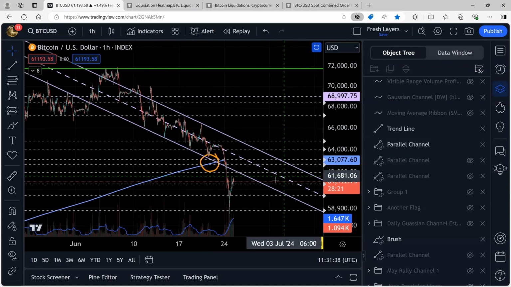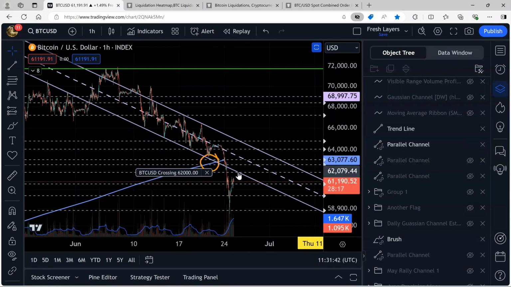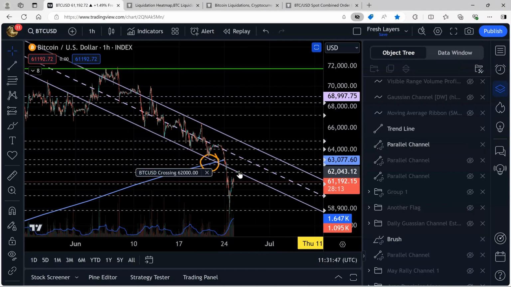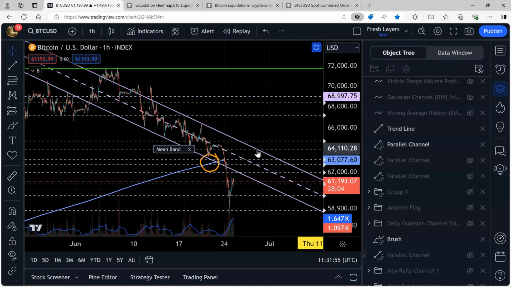And then you do have a lot of interaction on the center line here. So I'd like to see us get up here and reclaim this channel around 62.1 and hold that as support. That would be a good indicator that we'd then be traveling upwards to the top of the channel, and that would get us up to the $63,000, $64,000 range.